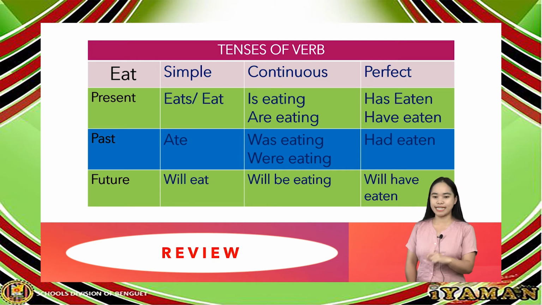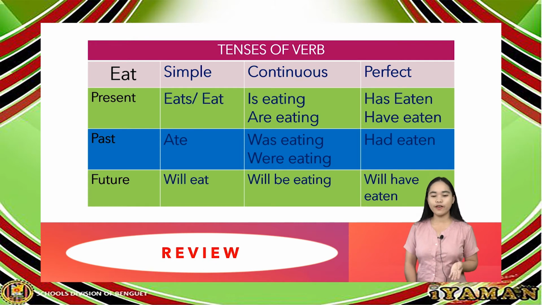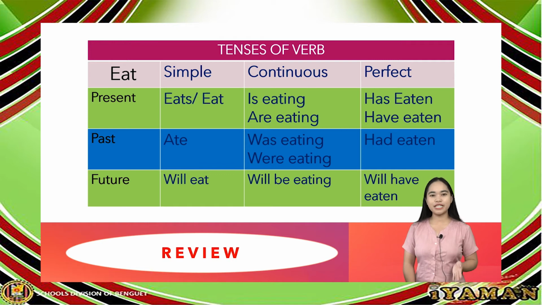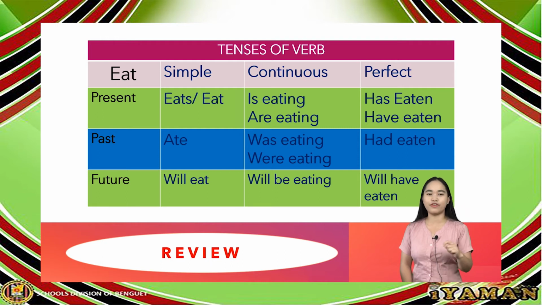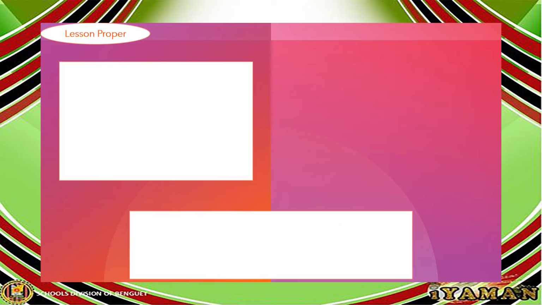Under the perfect tenses, present perfect, we have has eaten or have eaten. In the past perfect, we have had eaten. And finally, our future perfect, will have eaten. As I have mentioned, these tenses are very important when we talk about direct and reported speech. Now, let's go to our lesson for today.